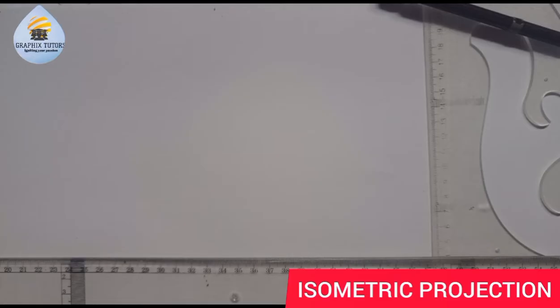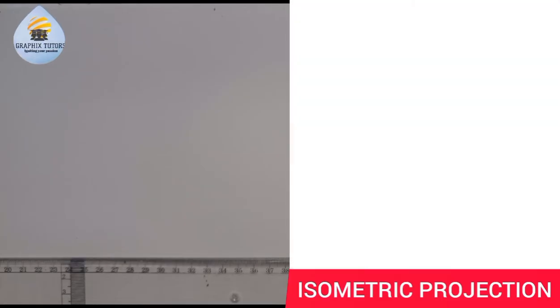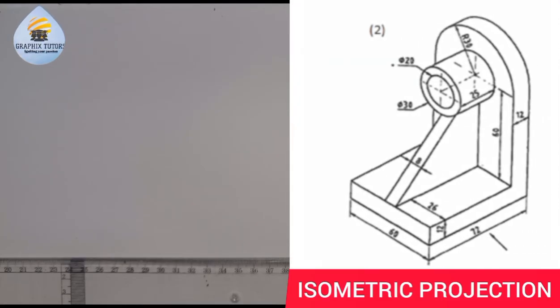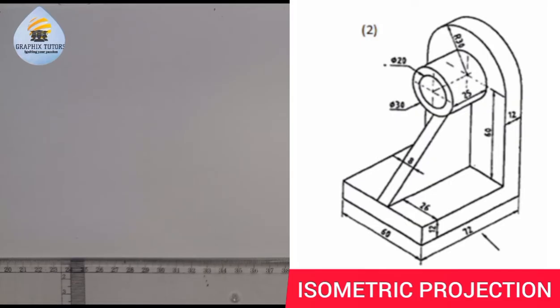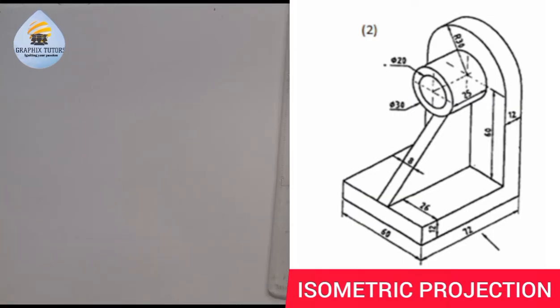If you look at the right hand side of the screen, we are told to reproduce the figure that is displayed there in isometric projection. Now, when you hear the word isometric projection, the first thing you have to do is to draw your isometric axis, right?